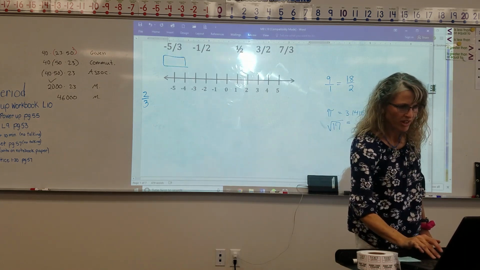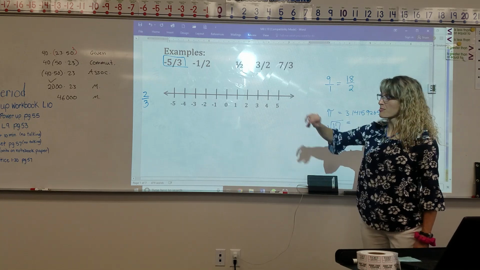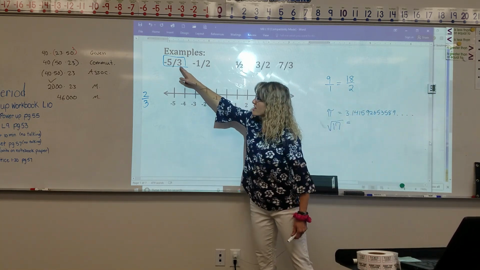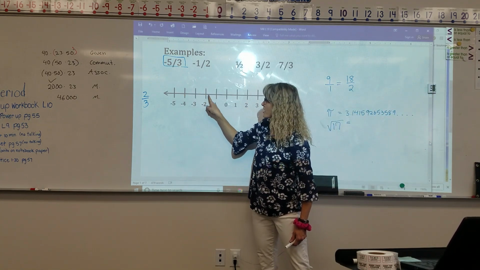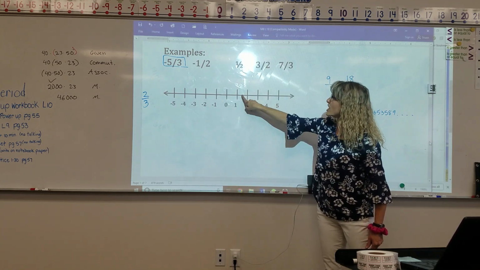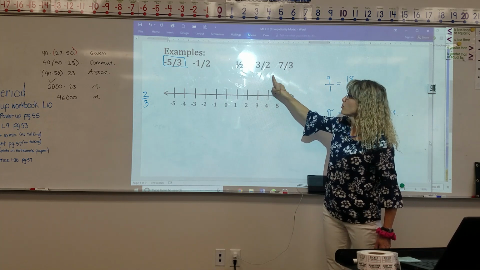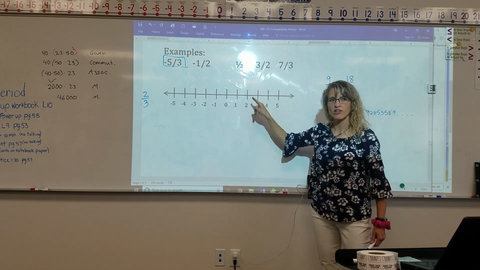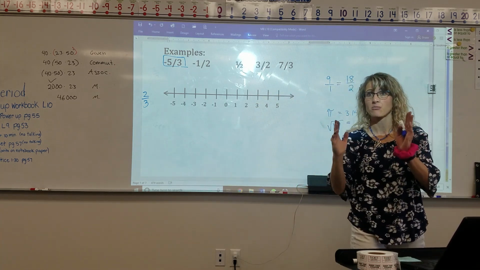So, what do we do with that? We could plot them. I'm going to skip this part, but I could figure out what that is. It's going to be 1 2/3 in the negative. It's going to be here. Negative 1/2, 1/2, 1.5, 2 1/3. They all have a spot on the number line. It just won't be on a perfect tick mark. Okay?